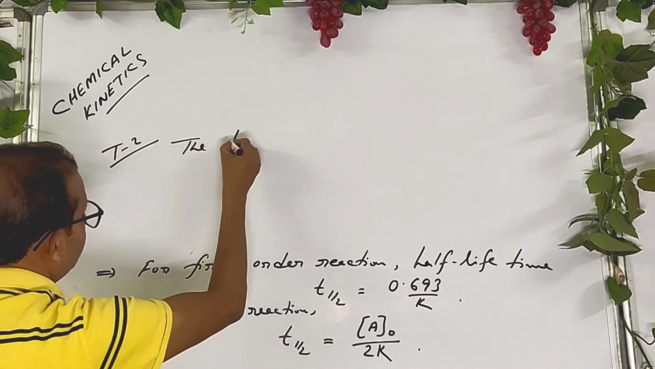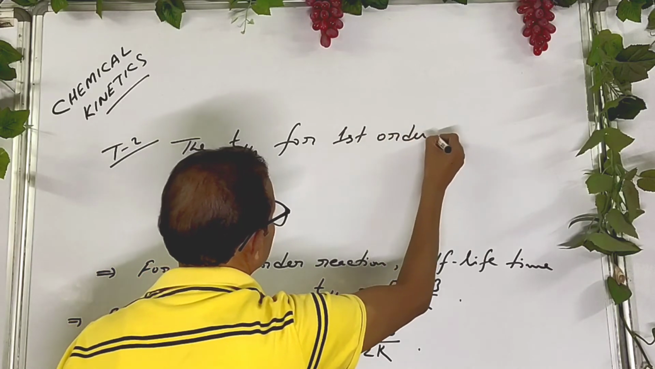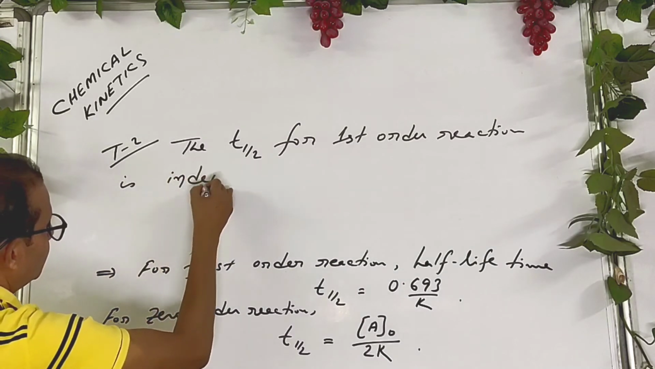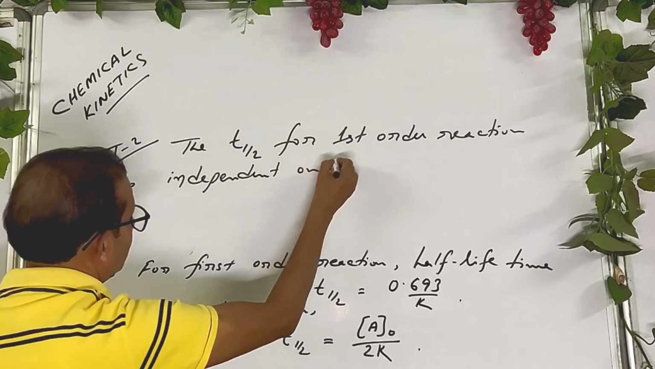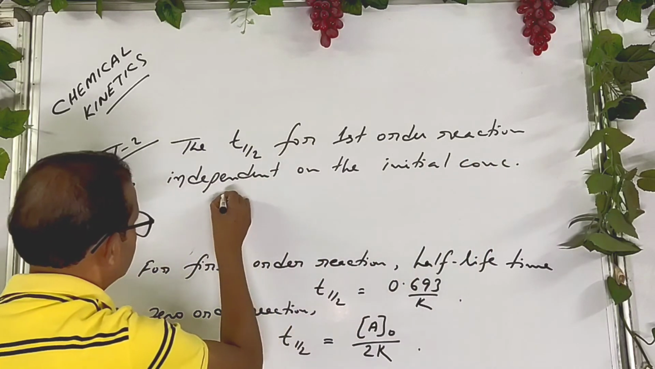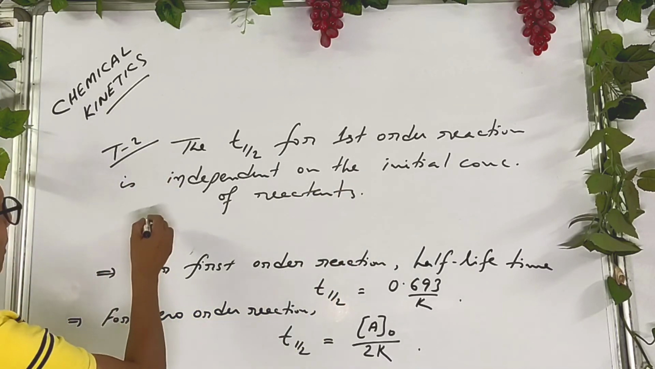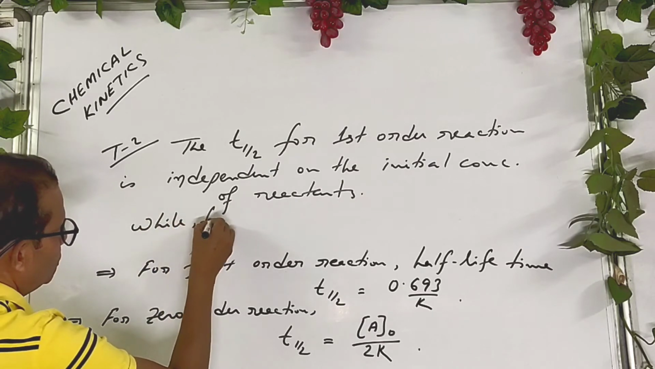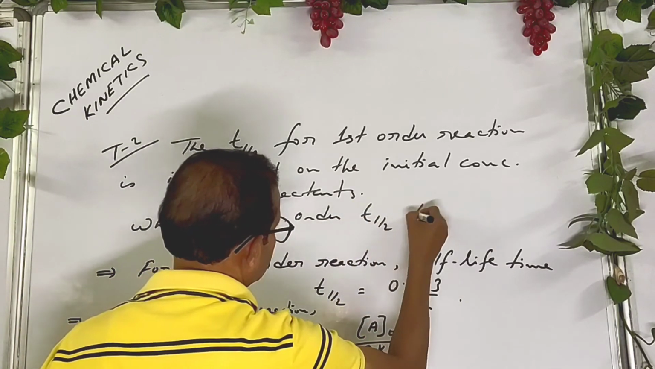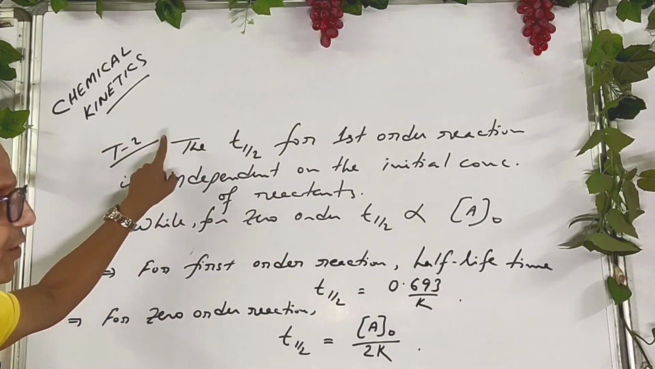The half-life period for first order reaction is independent of the initial concentration of reactants, while the half-life period for zero order reaction is directly proportional to the initial concentration of reactant. This point is very important for your term 2 exam.